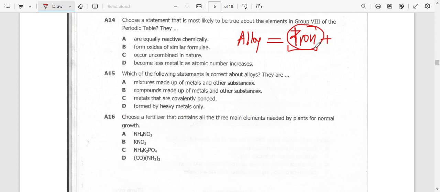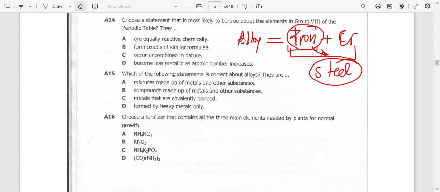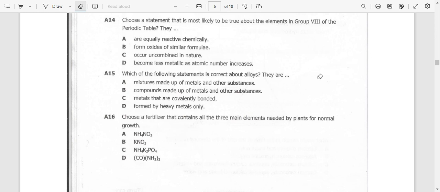So this one rusts very fast. If you want to make it strong, you're going to react it with other elements like chromium. When you do that, you are going to form what we call steel. And the steel is strong and it can't be easily rusted. Is that okay? Okay. So those are just some functions of alloying metals.